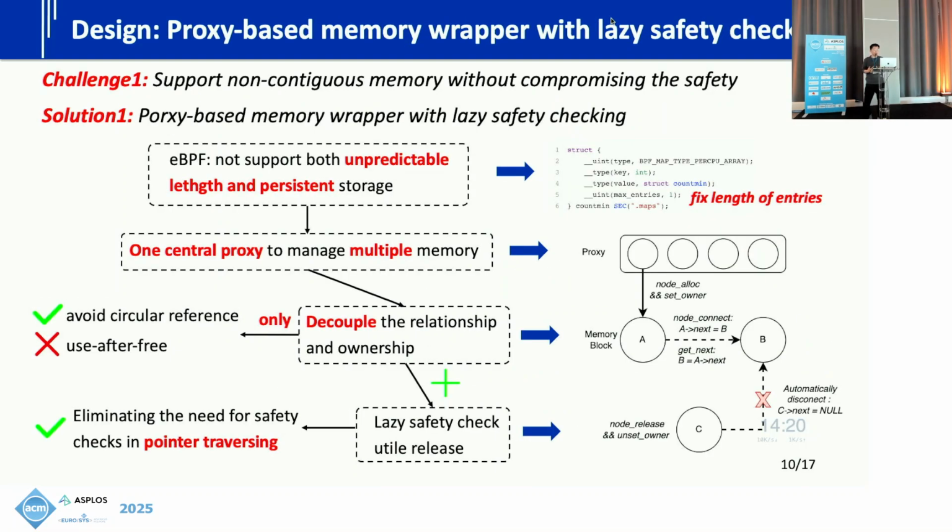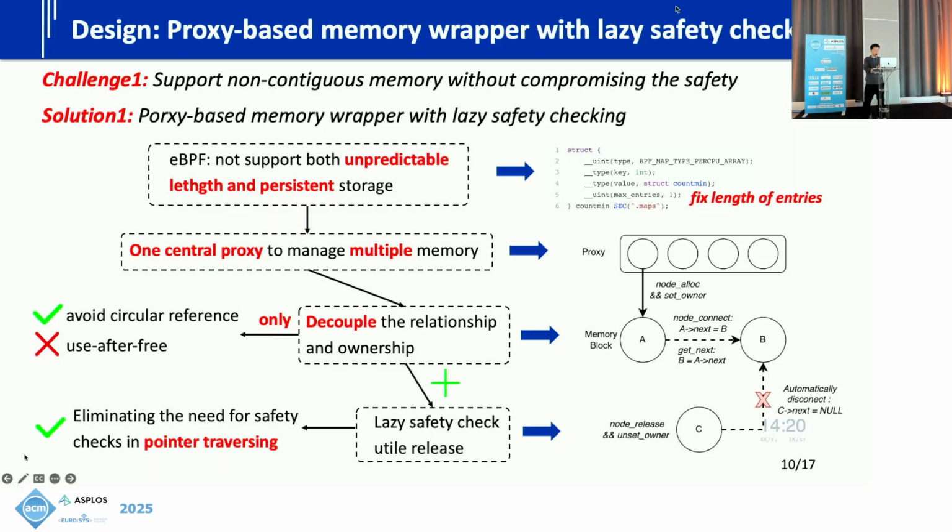The first challenge is how to support non-contiguous memory without compromising safety. We solve this by introducing a proxy-based memory wrapper with a lazy safety check. Initially, the challenge of supporting non-contiguous memory in eBPF lies in not supporting unpredictable lengths and persistent storage simultaneously. For example, in eBPF, we usually persist memory in BPF maps. However, the BPF map only supports a fixed number of entries.